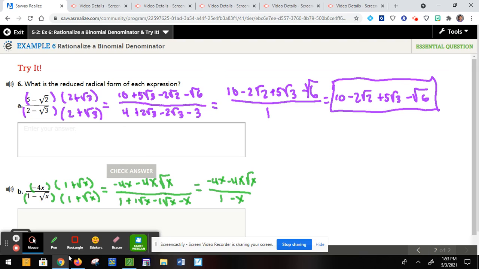That's it. So give the exit ticket a try, and then we'll go over that tomorrow. Let me know if you have any questions.